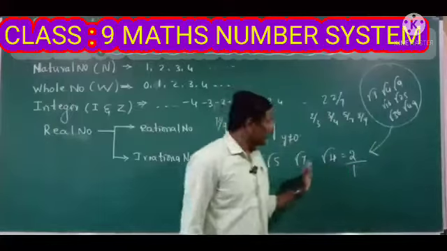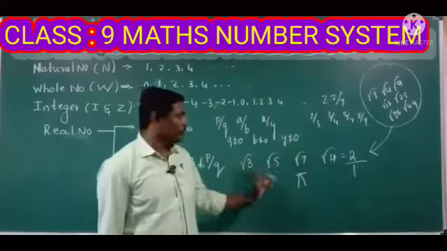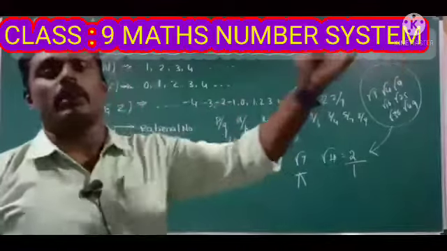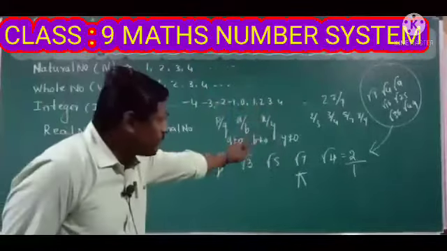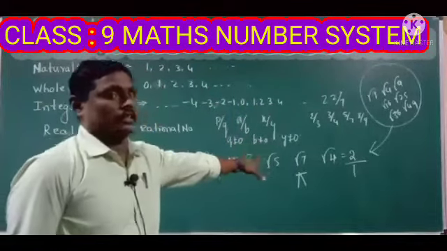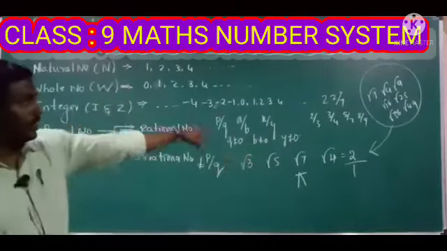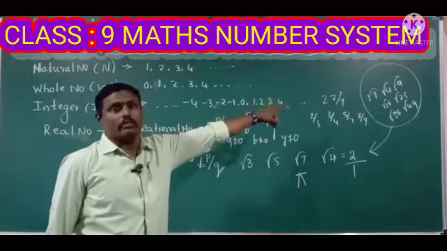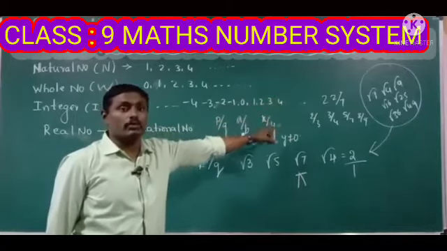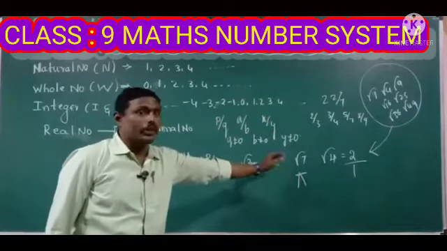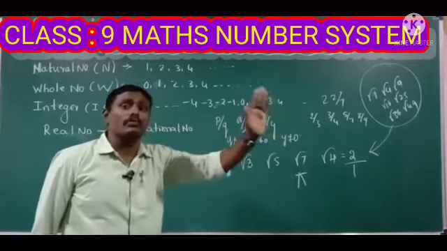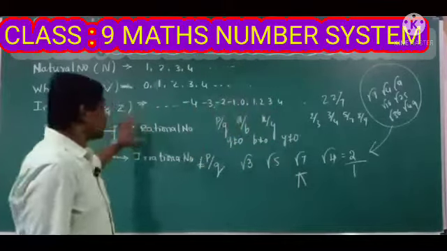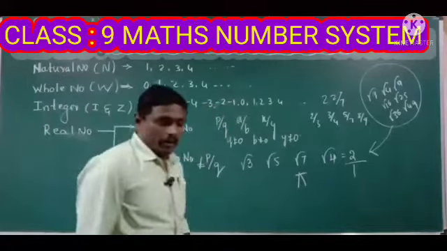So this is one of the important concepts. In most exams, they ask whether pi is an irrational number or a rational number. Yes, pi is an irrational number. Pi is an irrational number, but what do we take as the value of pi now? 22 by 7 or 3.142, right? So that is a rational number.